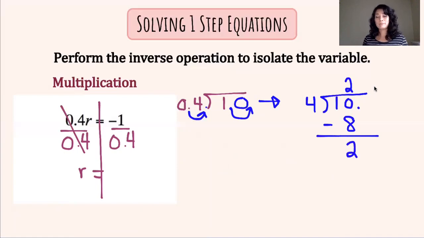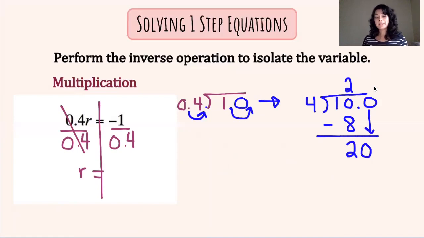And since I have a remainder, I actually have to keep going, but my dividend doesn't have any more numbers. In order to keep going, I simply add a 0, and I bring that 0 down. And you can do this as many times as you need to until you're finished dividing.